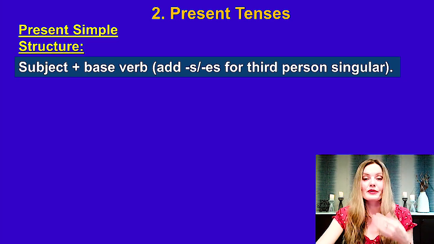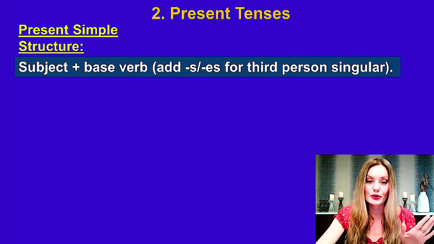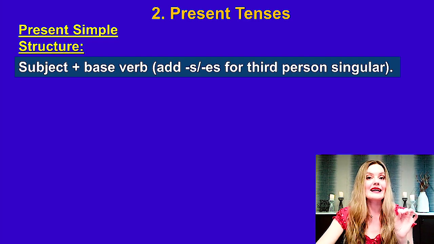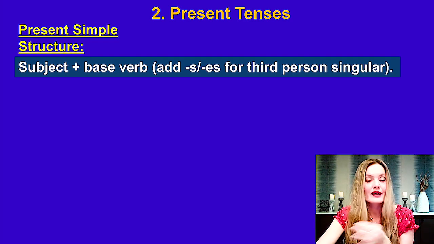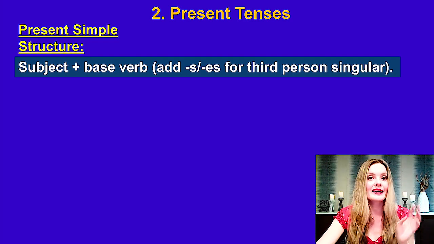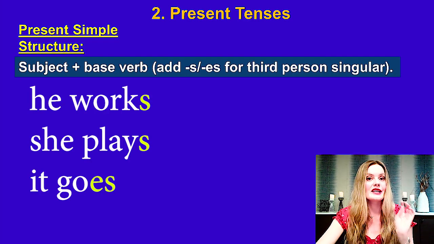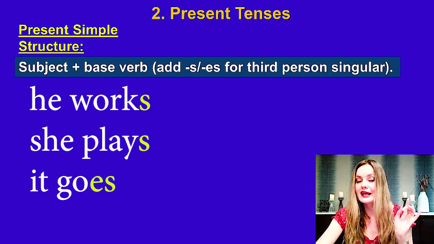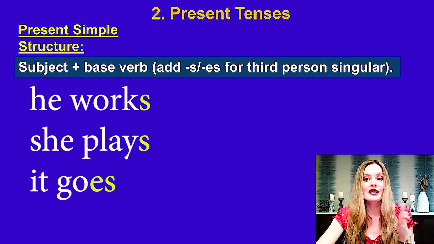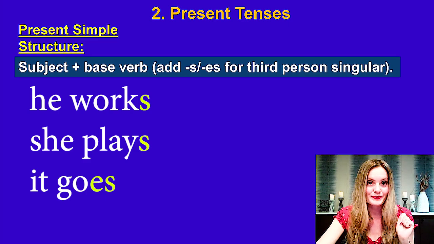A base verb is a verb without to. Also, we should add s or es for third person singular. The third person singular is he, she, it. So if we have the subject he, she, or it, we should add s or es to the base verb.